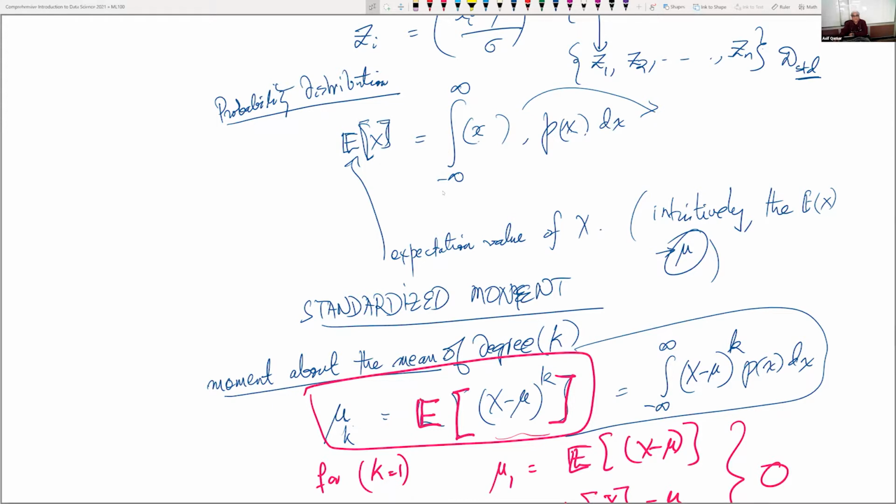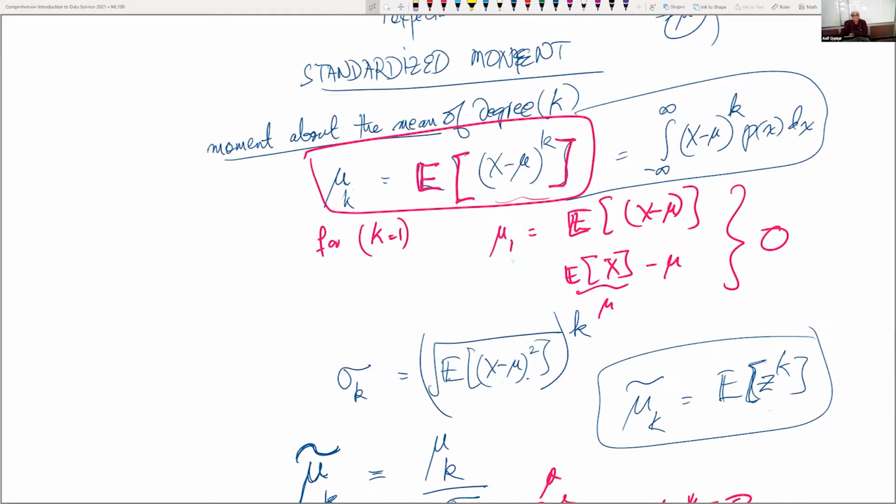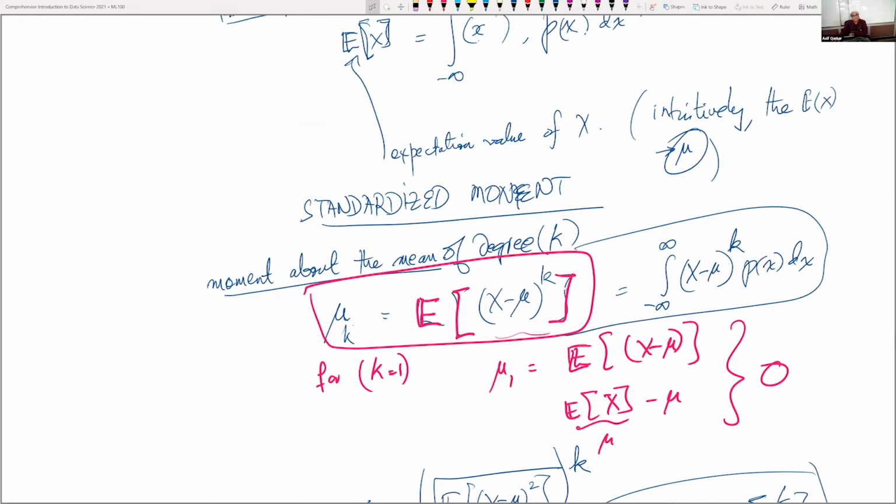Then what we have is that the expectation value of a particular quantity Z to the power k is called the moment.